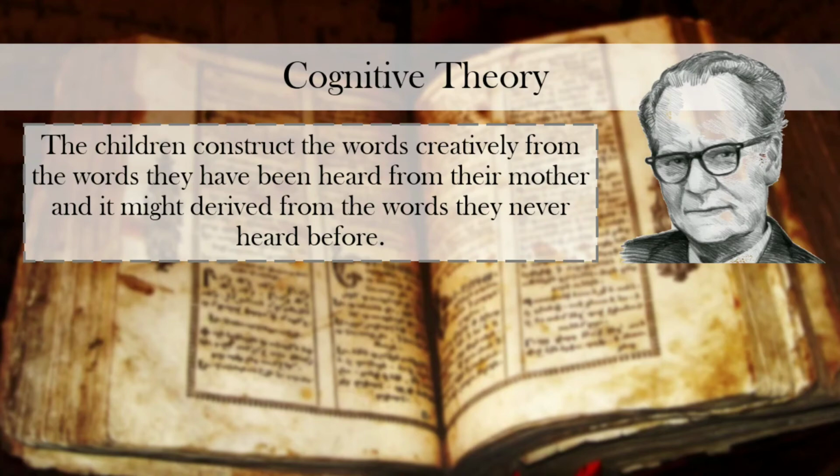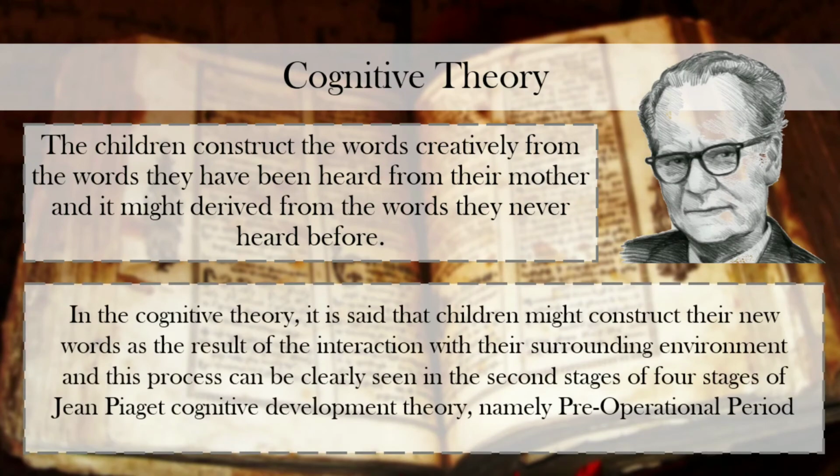In cognitive theory, it is said that children might construct new words as the result of interaction with their surrounding environment, and this process can be clearly seen in the second stage of Jean Piaget's cognitive development theory, namely the pre-operational period at 2 until 7 years old. This proves that the theory has a relation with the evidence found in the story.